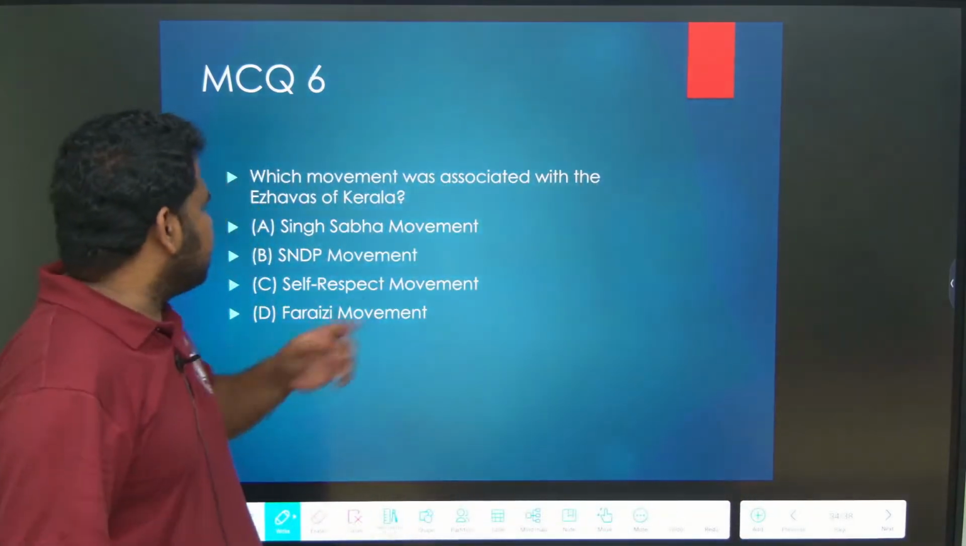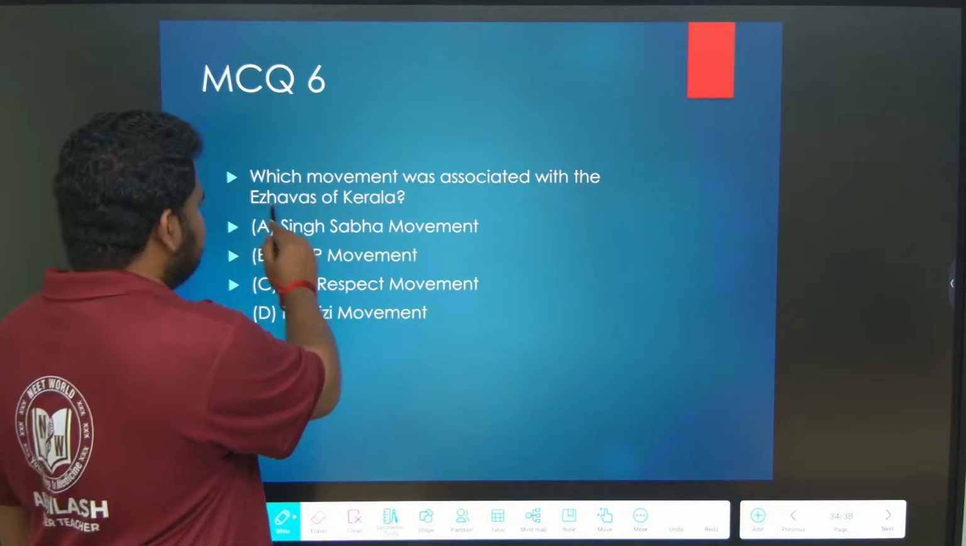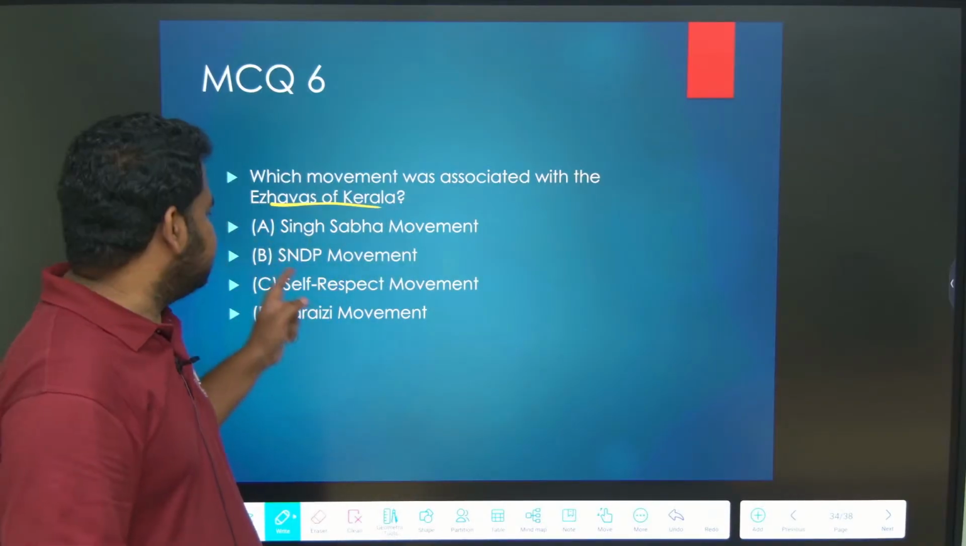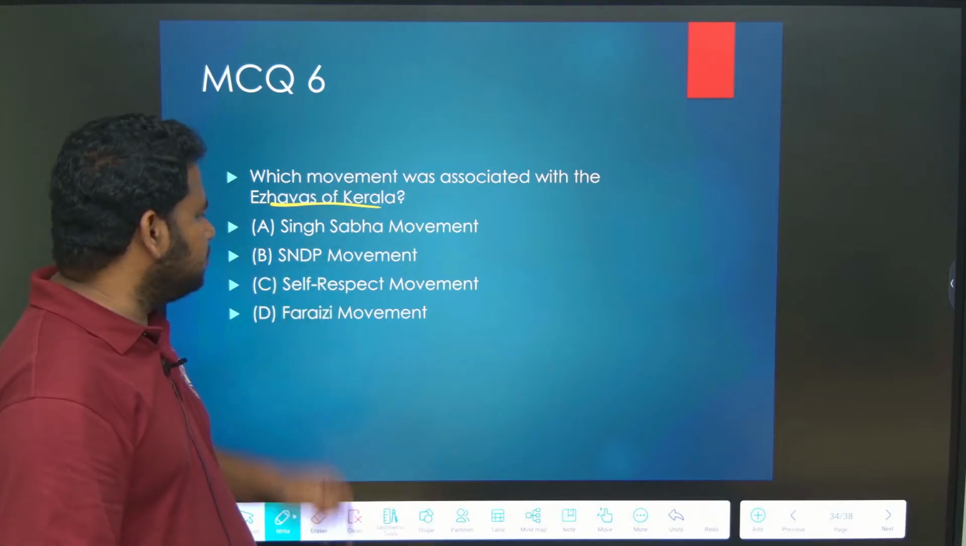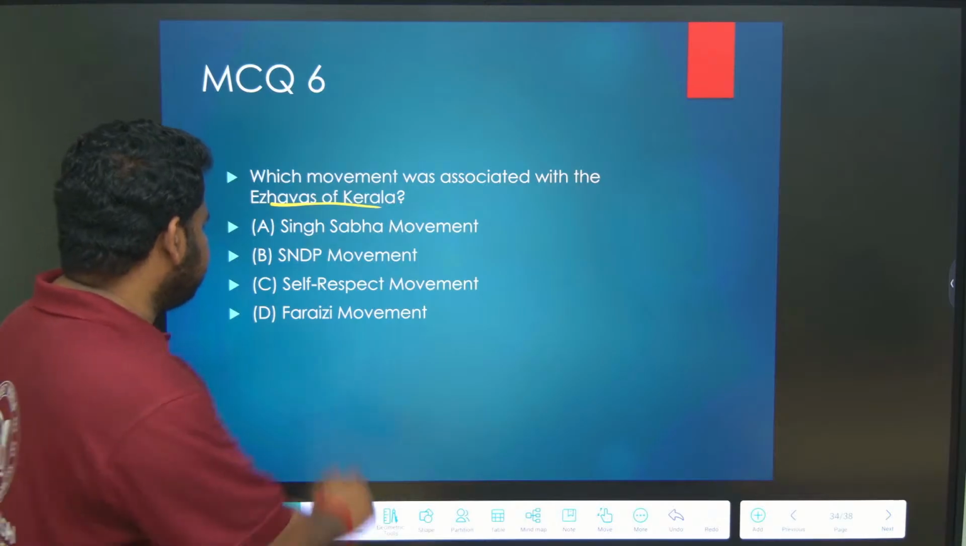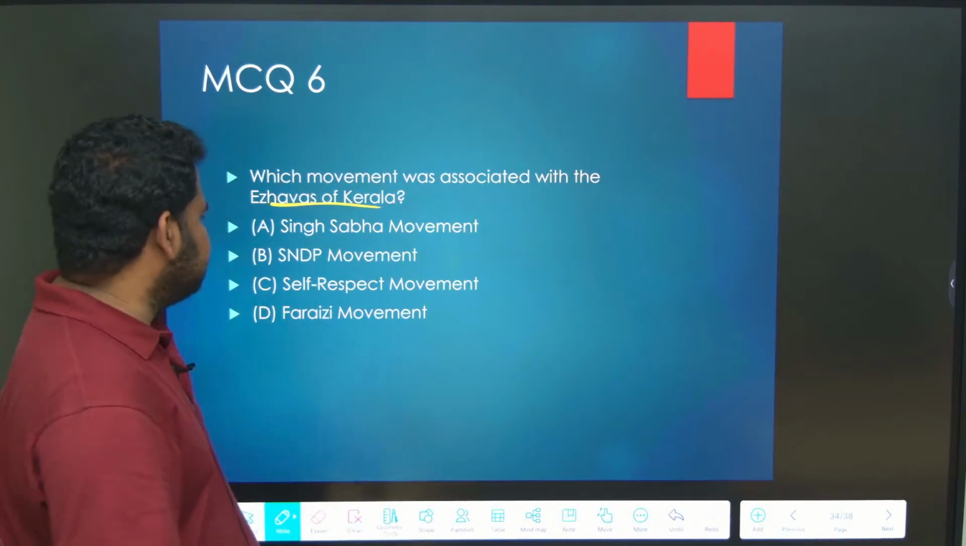Next movement. Which movement was associated with Ezavas of Kerala? Singh Sabha was Thakur Singh and Gyan Singh. When it comes to the SNDP movement, it was related to what? Self-respect movement, Faraizi movement. The Faraizi movement is also Muslim related. Singh Sabha is related to Sikhs.